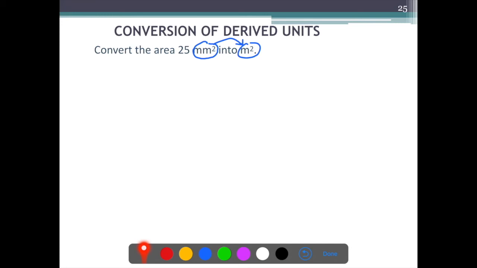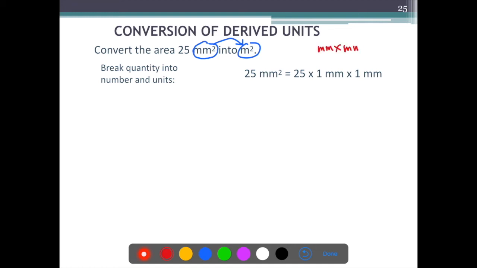Okay, we can break down 25 millimeters squared into a number and units. So 25 millimeters squared is essentially 25 multiplied with 1 millimeter multiplied with 1 millimeter. So note that millimeter multiplied with millimeter is millimeter squared. Similarly, if you do meters multiplied with meters, that's meters squared. So what we've done here is break down 25 millimeters squared into the number and the units.